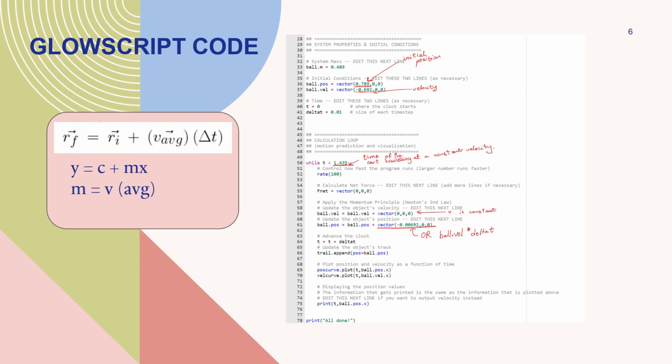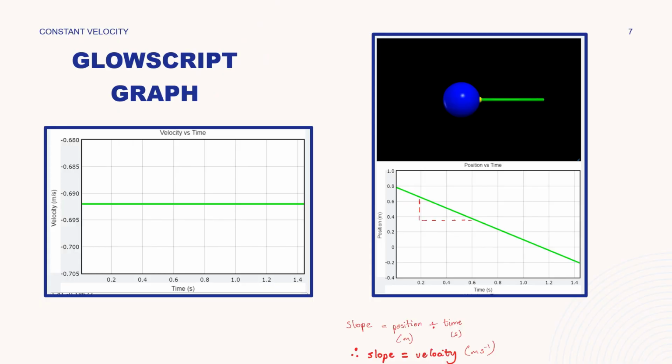Now, going back to the Tracker equation on the left, we can see that it's in the format of y is equal to c plus mx, which is the known format for a linear graph. We can automatically see that our graph will be a straight line with the average velocity as the slope. Here's a theoretical model. As expected, the velocity time graph is a horizontal line representing the constant velocity, and the position time graph is a linear line representing direct proportionality.